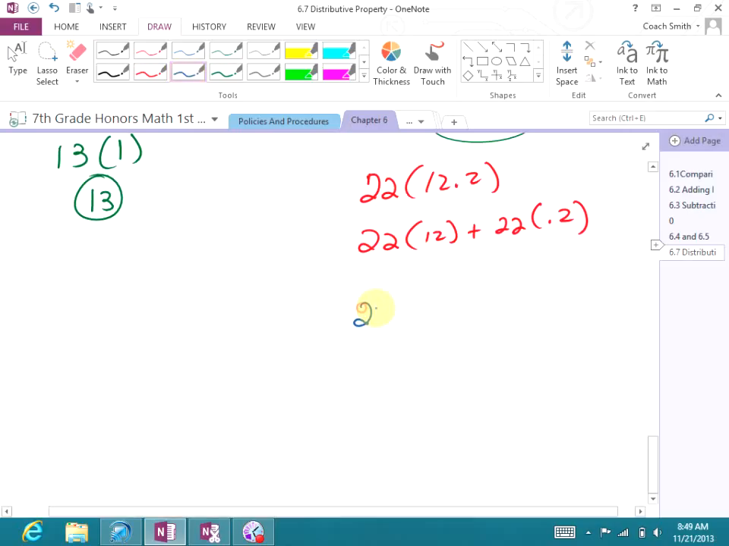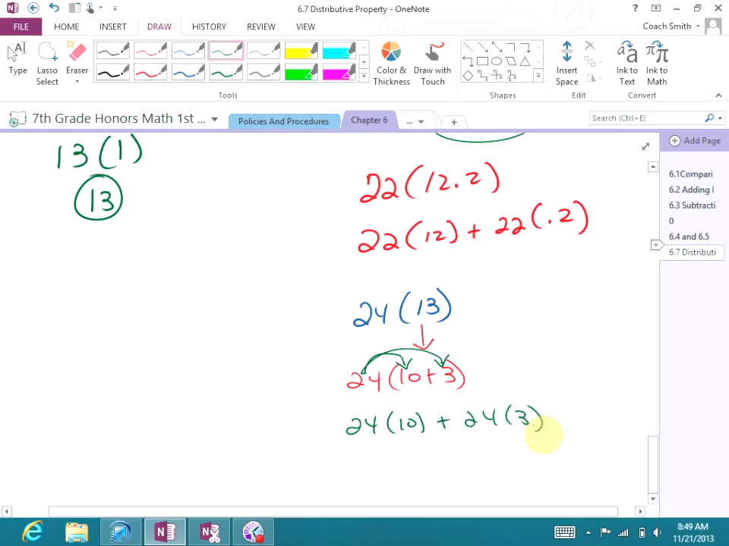Now, let's say we had 24 times 13. Well, I can make the 13 10 plus 3 and multiply it by 24. Well, I can take and distribute the 24 times 10 plus 24 times 3. Now, most of you, if you had 24 times 13, would have to take and multiply it out on paper. Well, now that we've used the distributive property, you may be able to do it in your head.